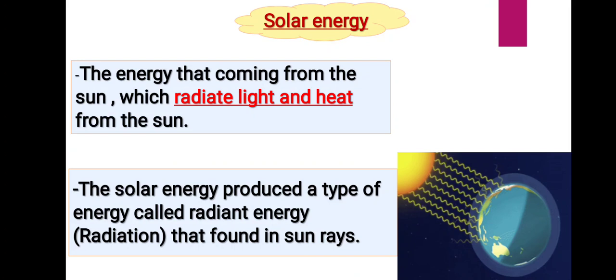One more time, primary 4. We know that the sun produces a huge amount of light and a huge amount of heat. Not all the light and not all the heat can reach the earth's surface.